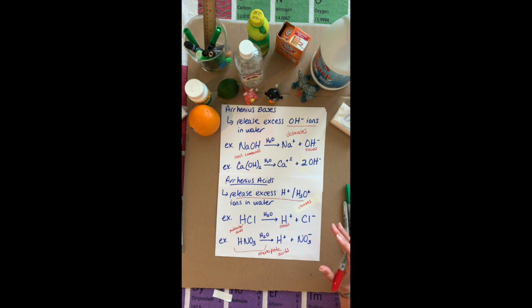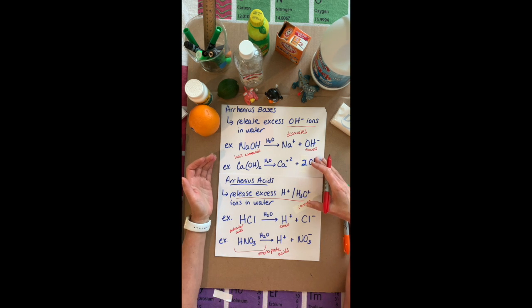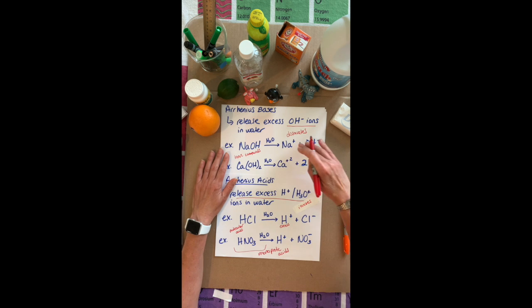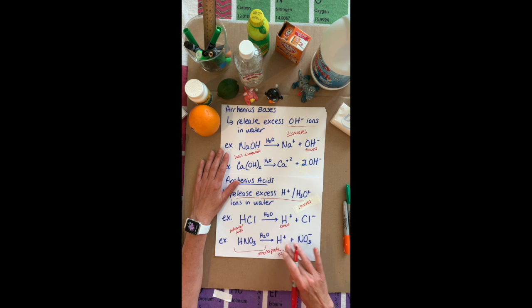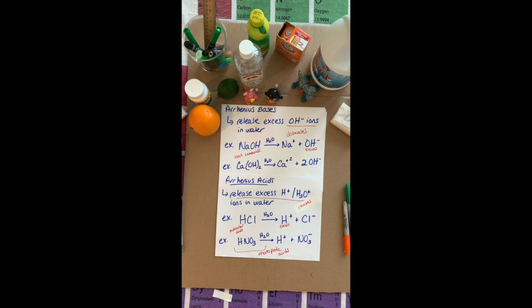I wanted to mention one of the properties that we started this lesson with. That is, we described acids and bases as electrolytes. Electrolytes are substances that are capable of conducting electricity. And why are they capable of conducting electricity? It's because of all of these mobile ions.